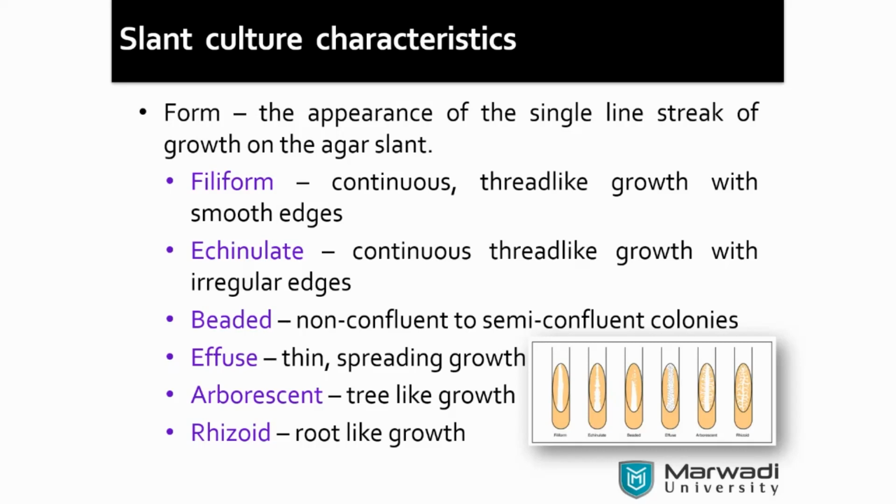So the journey is recorded. So you have taken a break, a pause, and the bacteria keep growing. Okay. Then diffuse: thin spreading of the growth, very thin. So there are different characters in how the bacteria start to grow. Then arborescent: tree-like growth. And another is rhizoid.